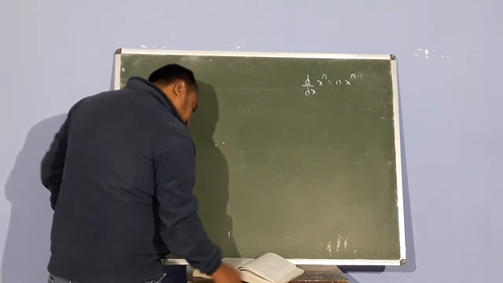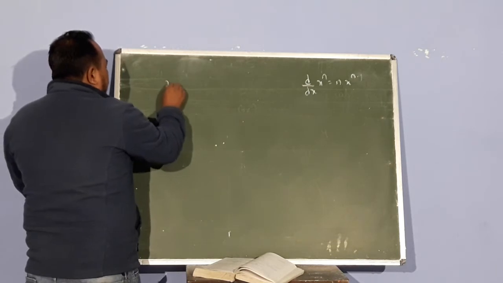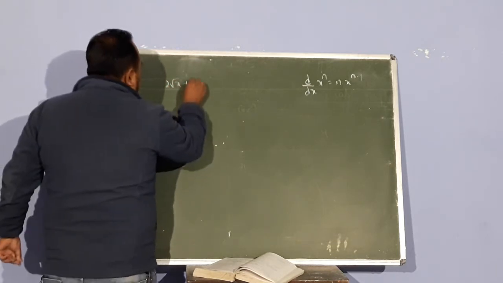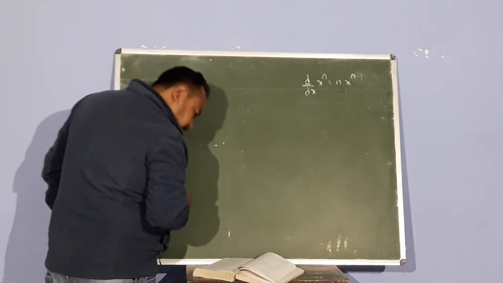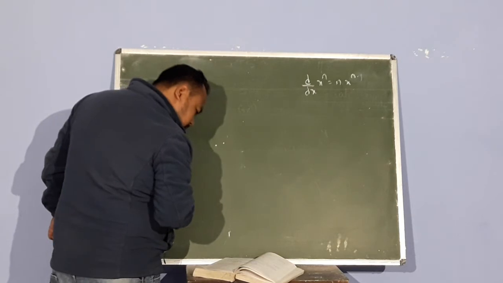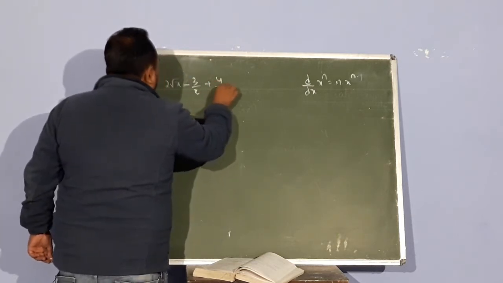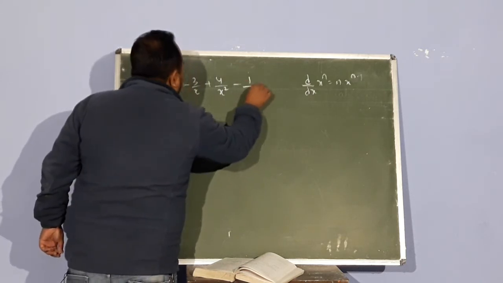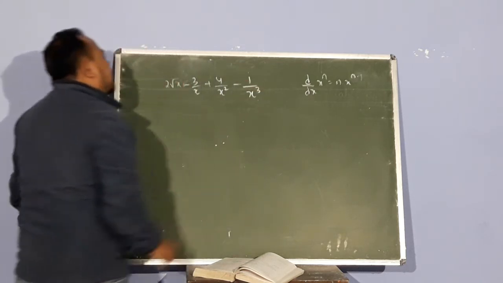Question number 6. The question is 2 root x plus 3 by x minus 3 by x plus 4 by x square minus 1 by x cube. So this is the question.